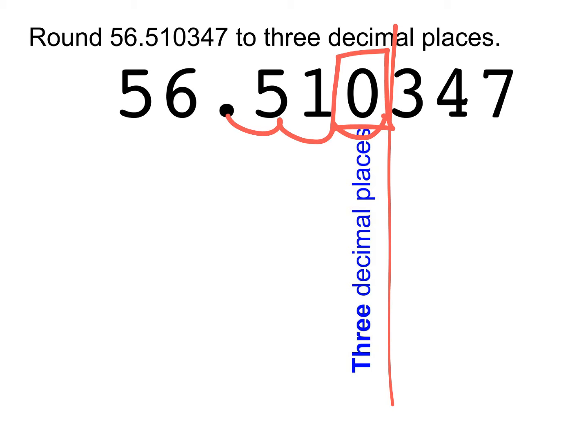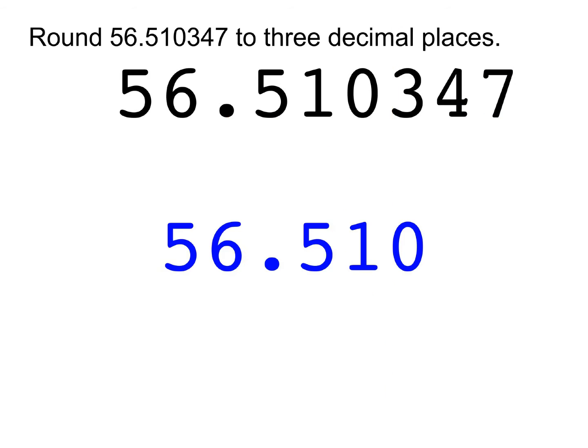But it does tell me something about what's left. I don't care about the 4 and the 7. I only care about the one next digit, and that's the 3. Since it's a 3, do I leave it as 0, or do I round it up to be a 1? Yeah, we leave it alone. The 3 tells me not to change it, and so it stays as 0. But then the question is, what do I have to write for the answer? Because technically then we got an answer of 56.510. Do I have to write the 0 is usually the question that comes up.